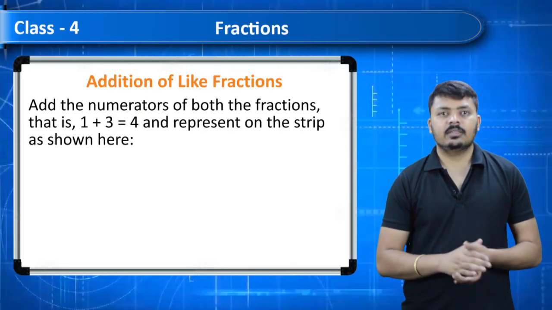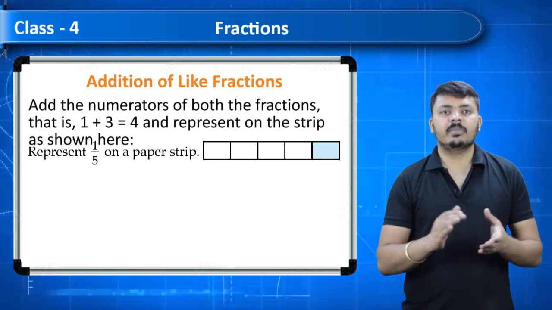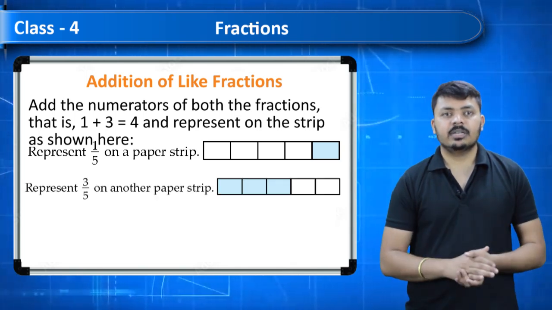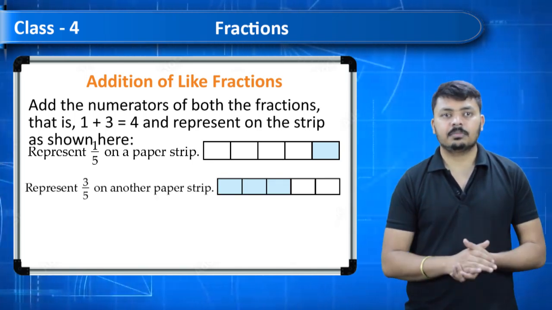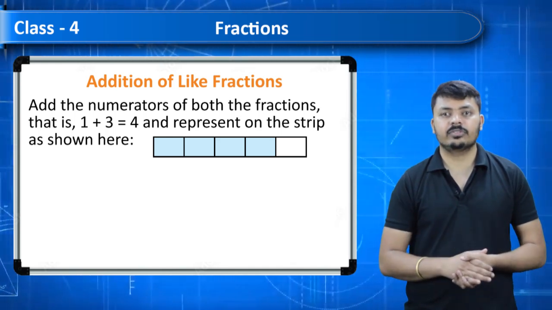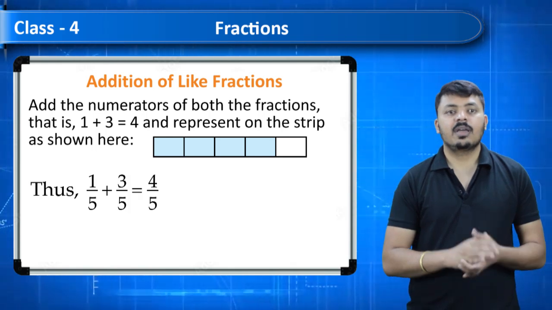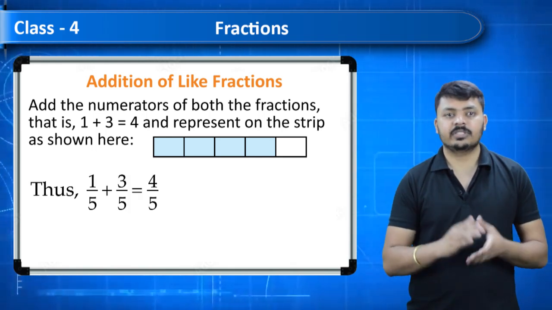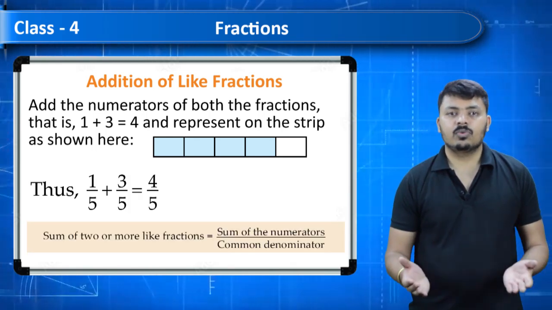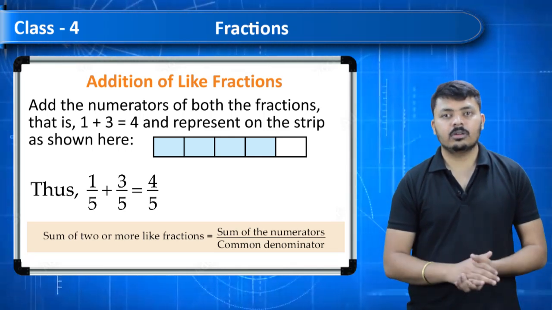Let us understand the addition of like fractions by doing an activity. Represent 1 by 5 on a paper strip. Represent 3 by 5 on another paper strip. Add the numerators of both the fractions, that is 1 plus 3 equals 4, and represent on the strip shown here. Thus, 1 by 5 plus 3 by 5 is equal to 4 by 5. The sum of two or more like fractions is equal to the sum of the numerators upon the common denominator.